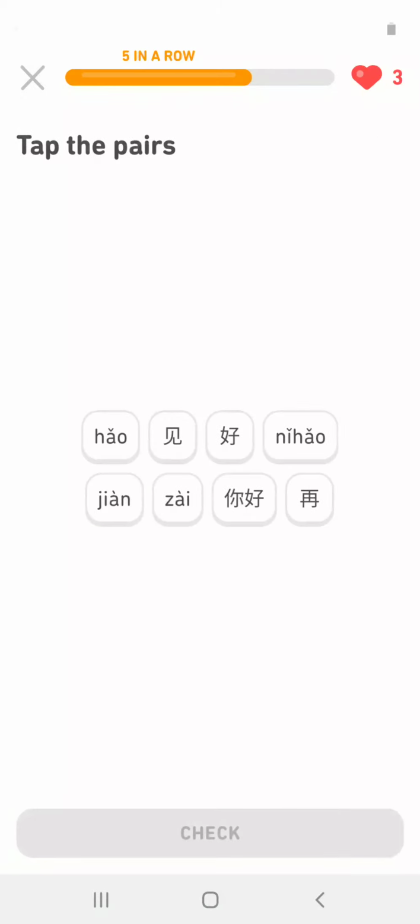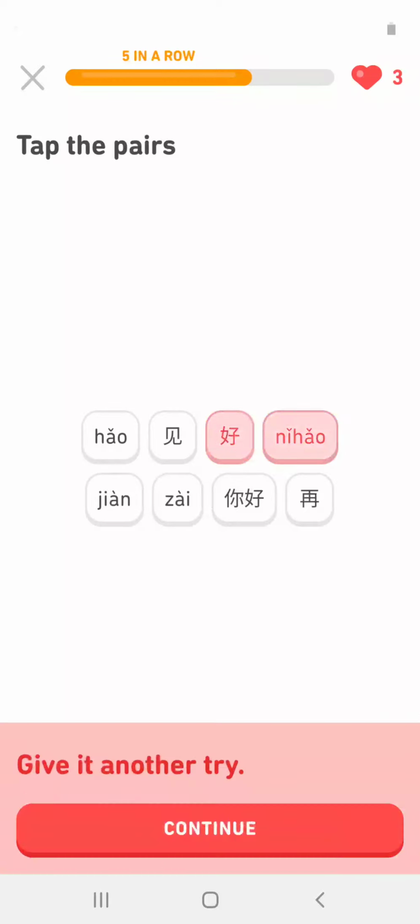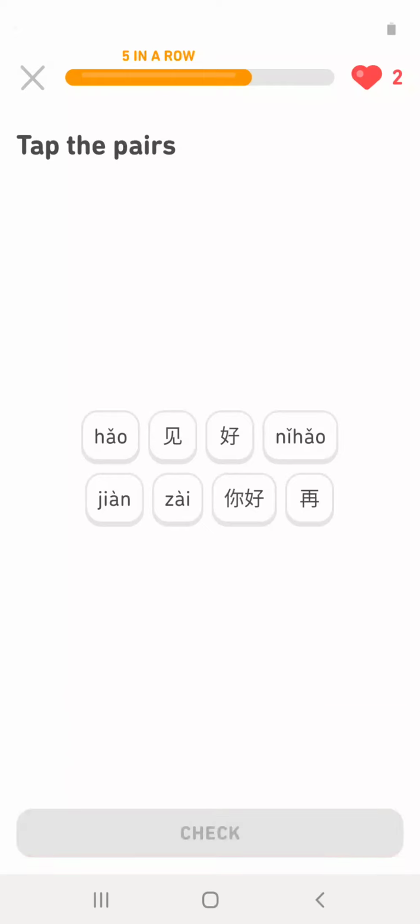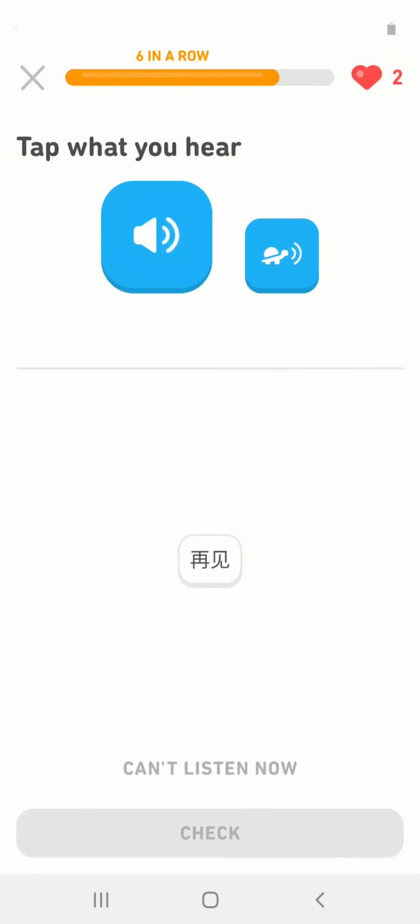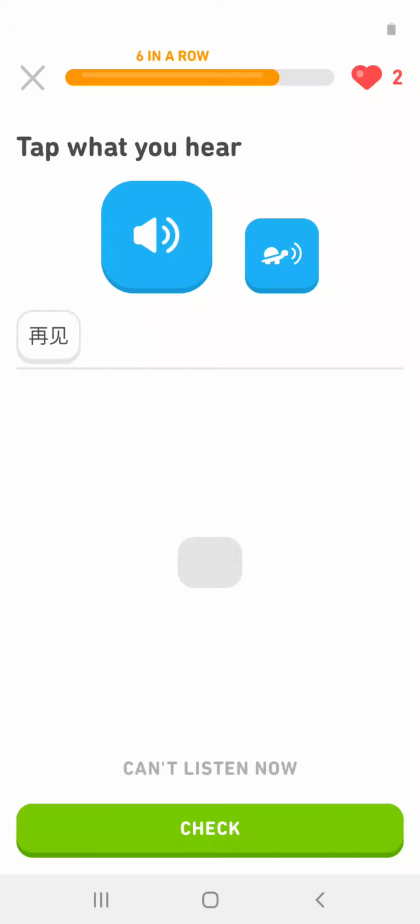Tap the two pairs now. Ni hao. Okay. That's not ni hao. Alright, at least we know Zai. So that and that is Zai. This is Jian, of course, and Ni Hao is this. This is Hao. And this is Ni Hao. Okay. Zai Jian. I think that means goodbye.